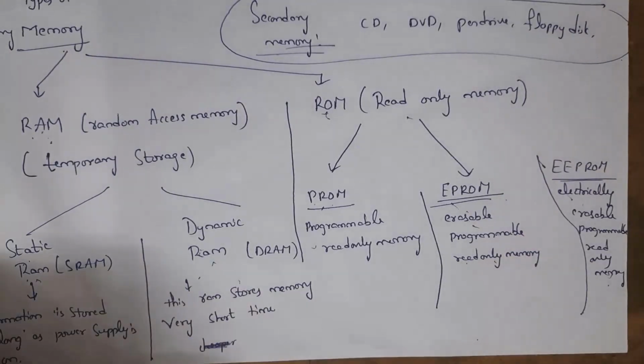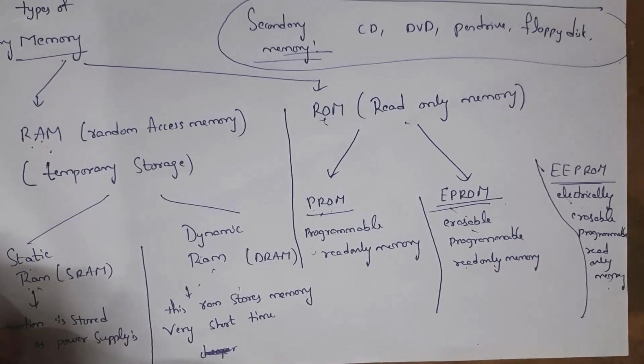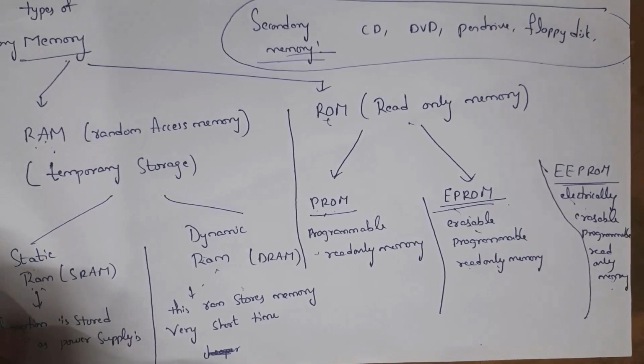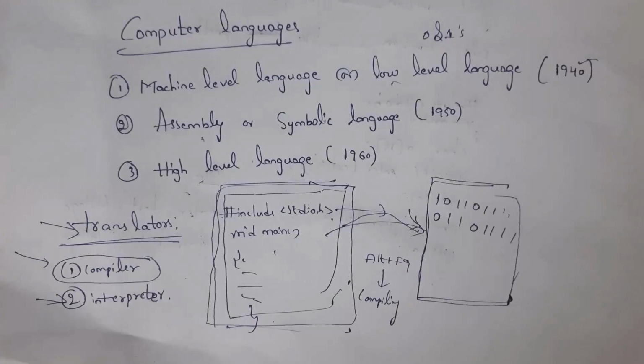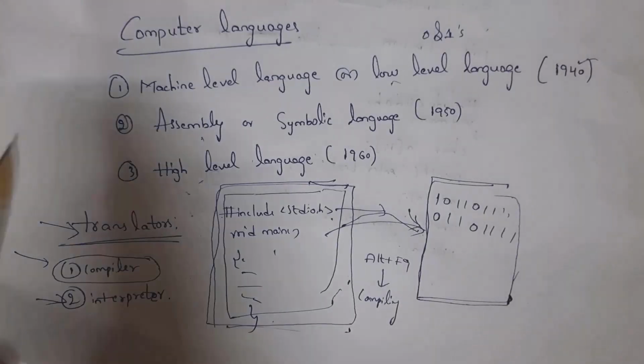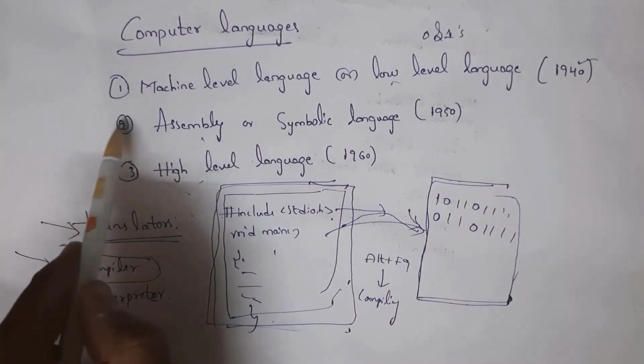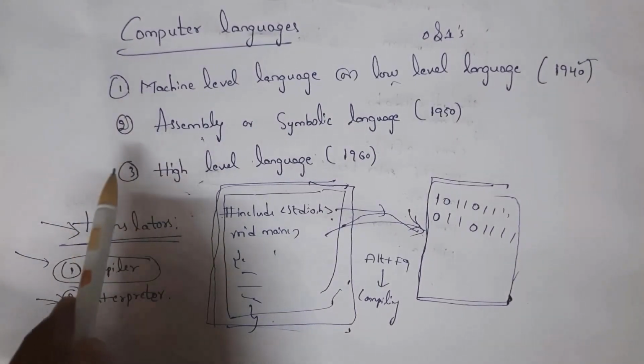Next I will explain secondary memory. We also call this secondary memory external memory. Examples of secondary memory are CDs, DVDs, pen drives, floppy disks. All these are examples of secondary memory. Next I will explain computer languages. Computer languages are classified into three types. First one is machine level language, second one is assembly language, and third one is high level language.